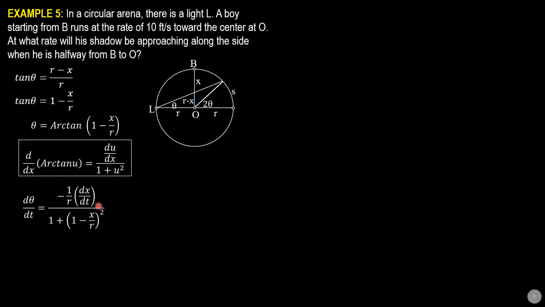Then we substitute the situation that when x is half of r, 0.5 of r, then dx/dt is also 10 feet per second. So substitute: d theta/dt is negative 1 over r times positive 10 feet per second over 1 plus quantity 1 minus x, which is 0.5 of r, over r, squared. So d theta/dt therefore is equal to negative 8 over r radians per second.